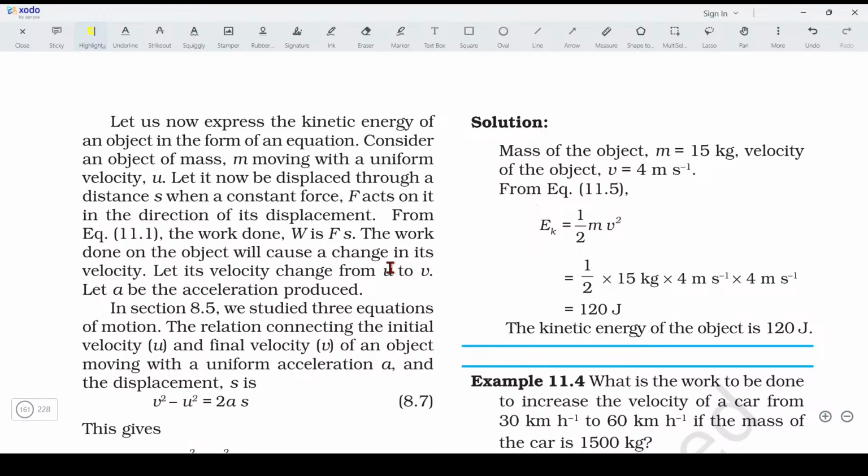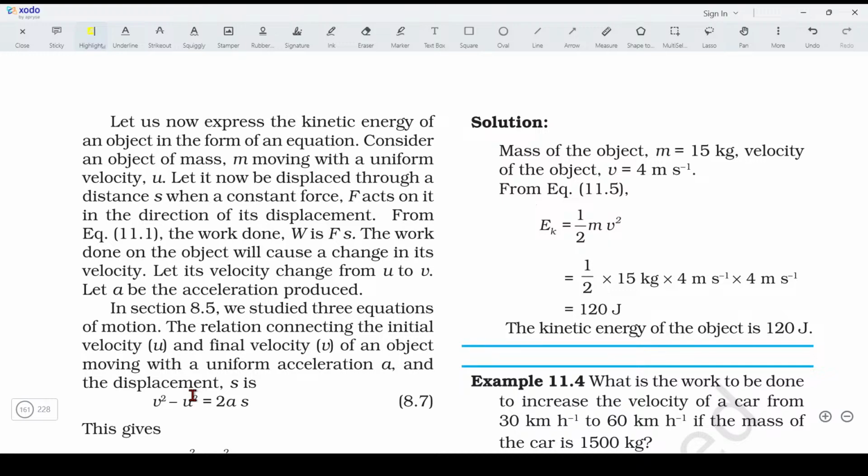So you know this formula, right? v square minus u square equals 2as. What are the other two formulas? s equals ut plus half at square. Very good. And v equals u plus at.